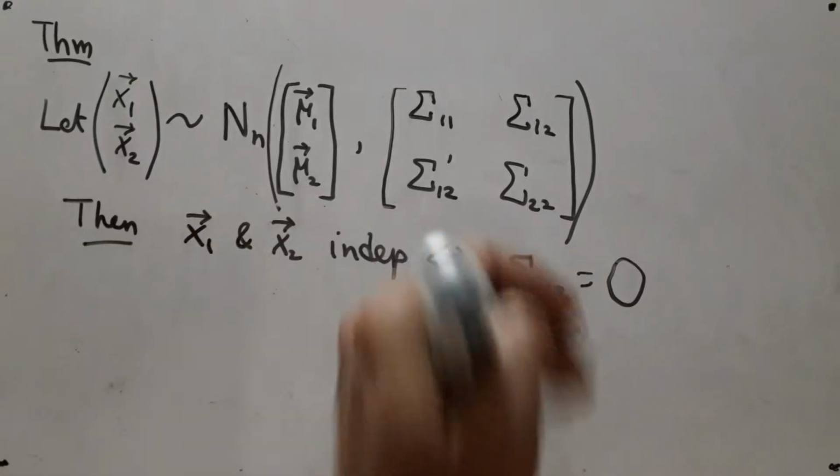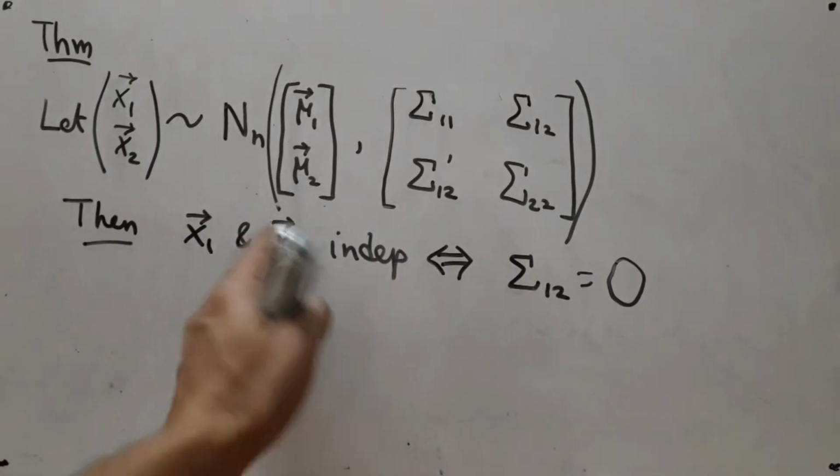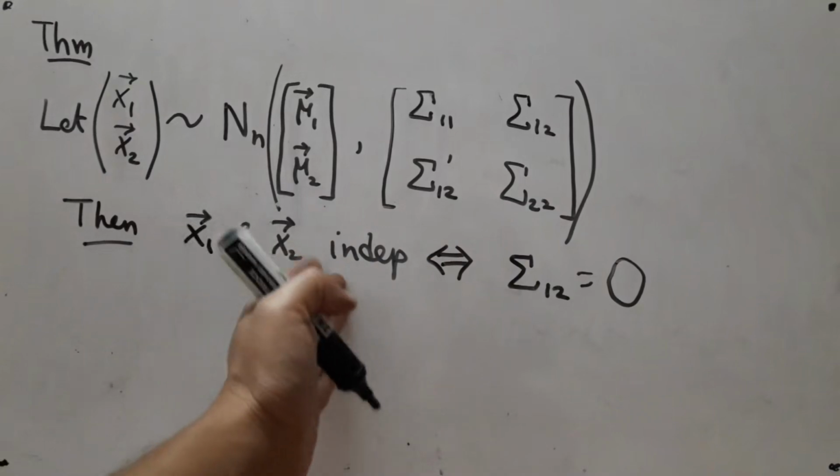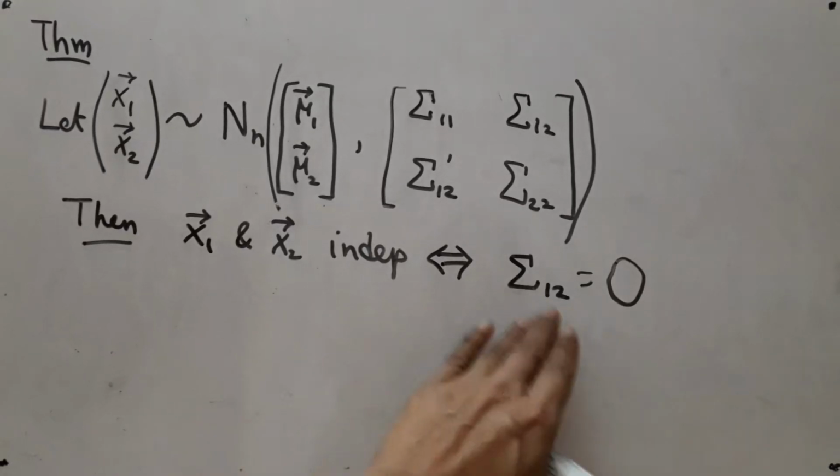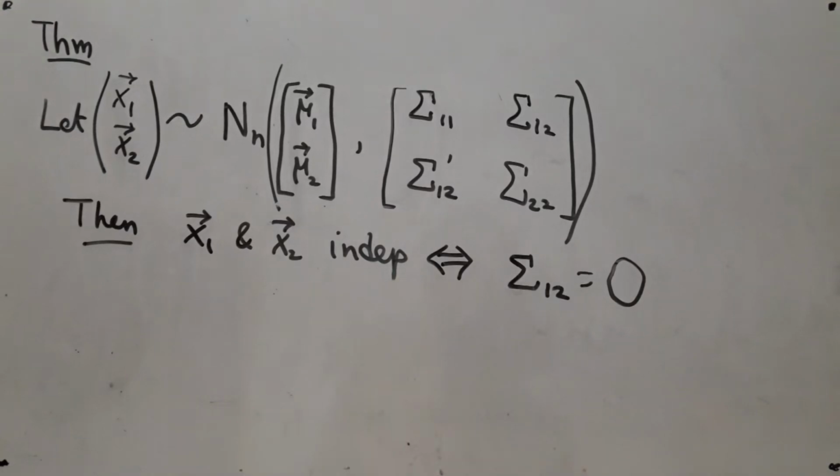Now one side is straightforward because if they are independent, then all their covariances will be 0, which means this block will be 0. So that side is just true. We do not need any normality assumption for that. It is this side which requires the normality assumption.